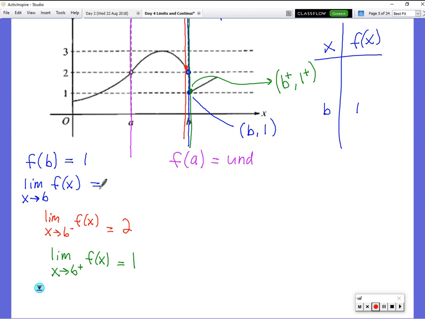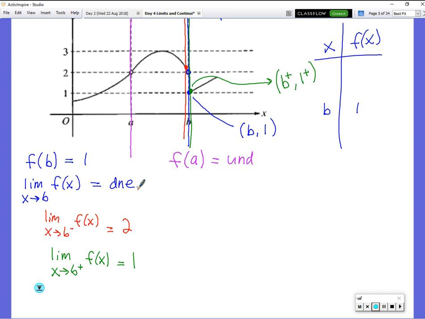It doesn't exist. I sometimes get a little lazy. Instead of writing non-existent, I just write DNE, does not exist. Do you want us to use undefined for functions and doesn't exist for limits, or can you separate it like that? That's perfect. From a common sense perspective, they mean the same thing. Strictly mathematically speaking, they will always use the word undefined for the value of a function, and for a limit, they'll say non-existent. So, good question, 2 points. There you go.